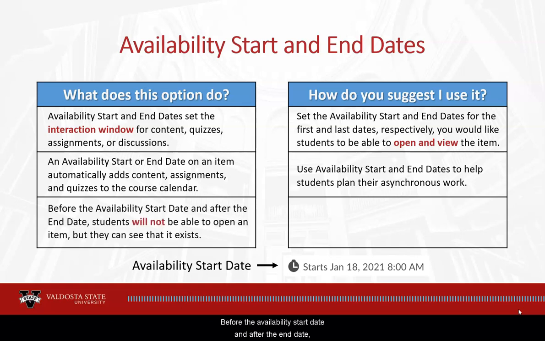Before the availability start date and after the end date, students will not be able to open an item, but they can see that it exists. This differs from the Hide and Make Visible option that we just discussed. If an item is visible but not available yet, students will not be able to read the description or instructions for that item.